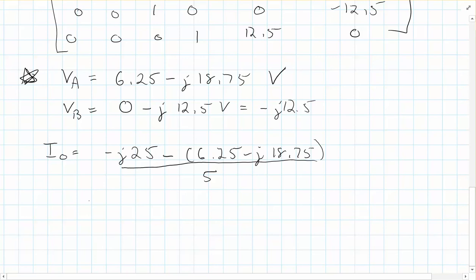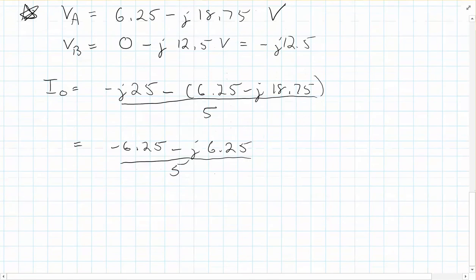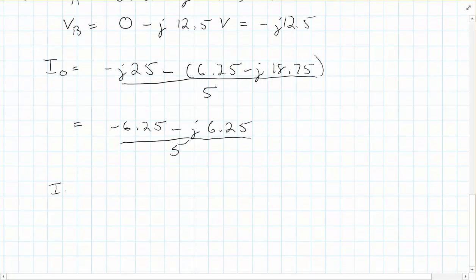If we do that, we would wind up with negative 6.25, and let me see here, 25 minus J 6.25, all over 5. And so what we would wind up with is that I out would be 1.25 minus J 1.25.